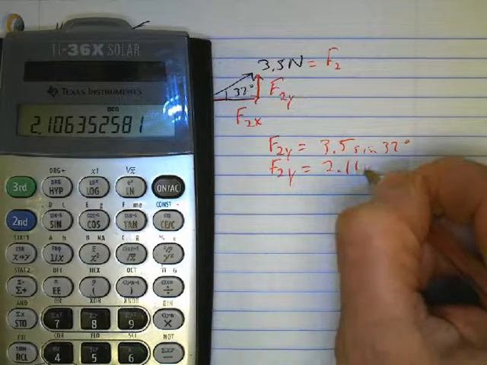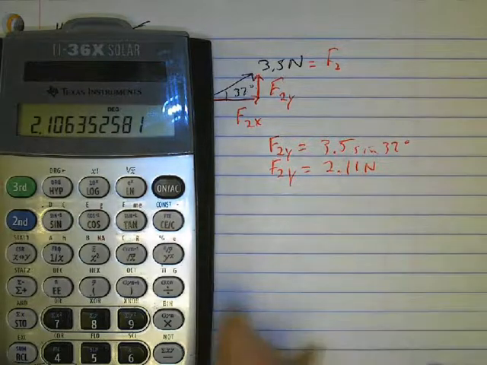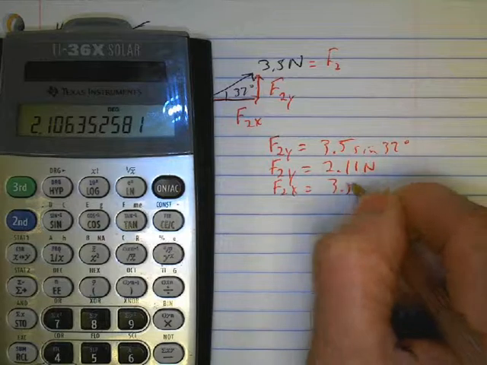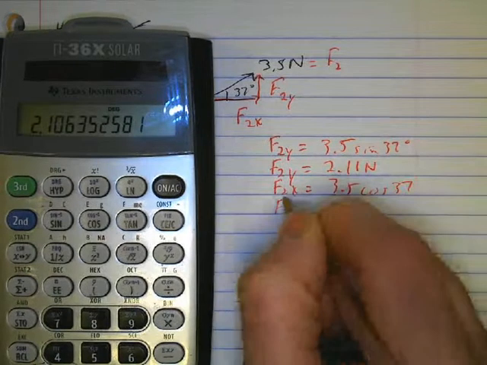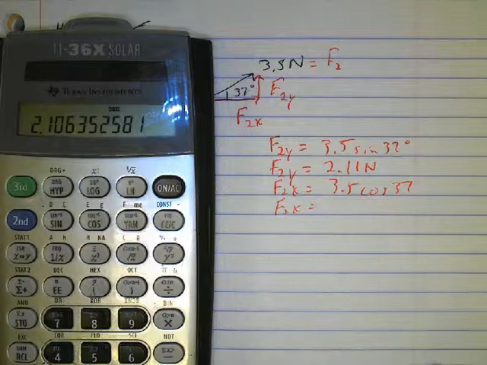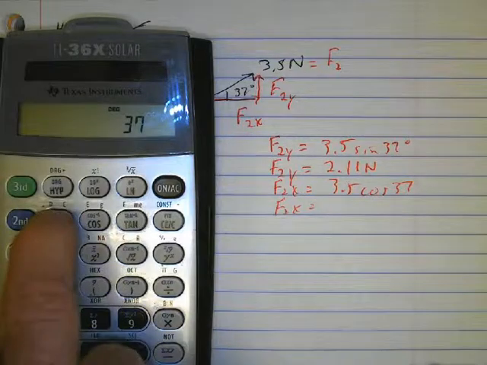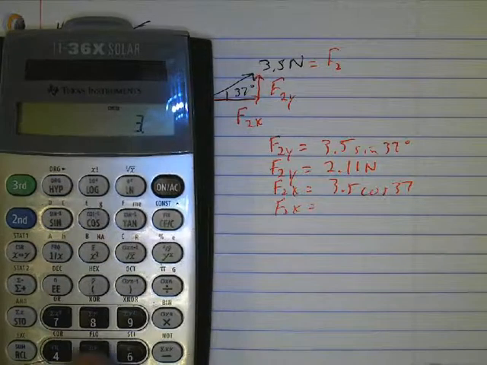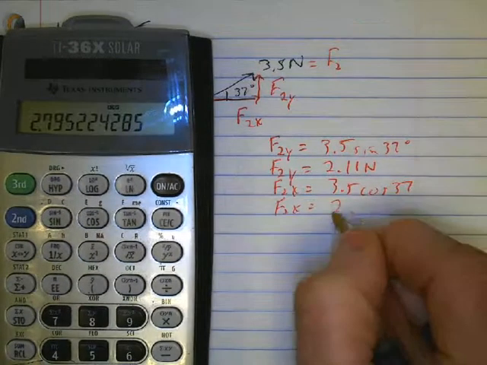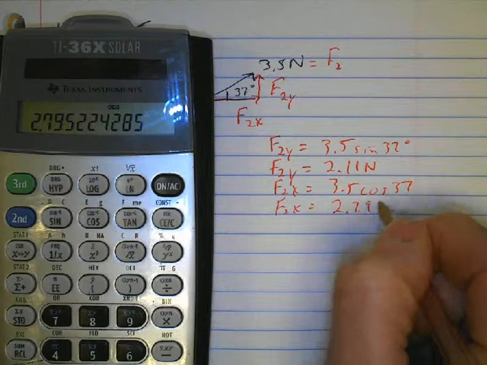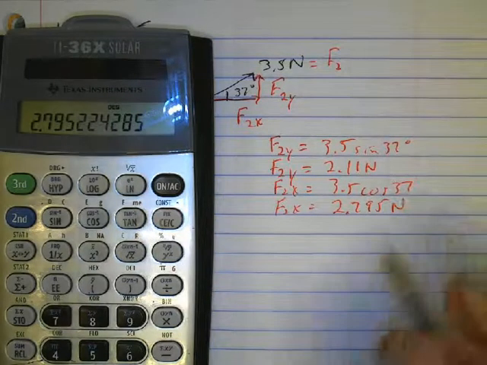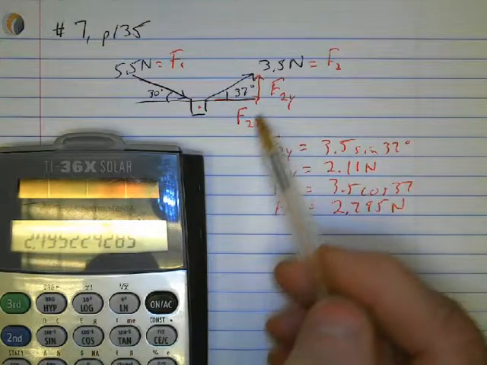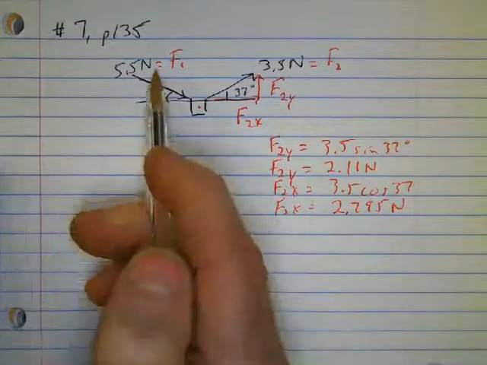newtons. Okay? F sub 2 in the x, same logic, it's going to be 3.5 cosine 37. So F sub 2 in the x is equal to 37 cosine times 3.5, 2.795. So what we did is we just broke this vector running along here into the two parts, x and y. We'll do the same thing for F sub 1 over here.